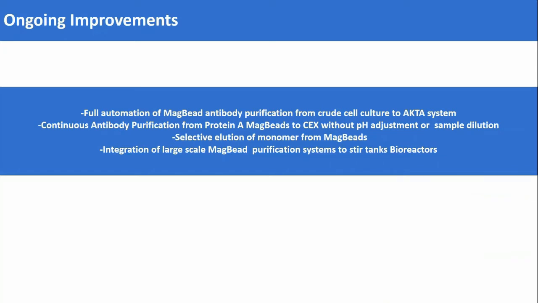so that we can interface it with the ACTA system in such a way that we can go directly from the crude cell culture to pure protein after the cation exchange. So we are looking for continuous protein purification of magnetic beads through the polishing step on the ACTA system. And then after that, we have a simple process. But what we are also doing is to develop specific buffers which will be able to interface magnetic bead purification with the cation exchange, and we have already developed a protocol for this. We do this without pH adjustment or sample dilution.